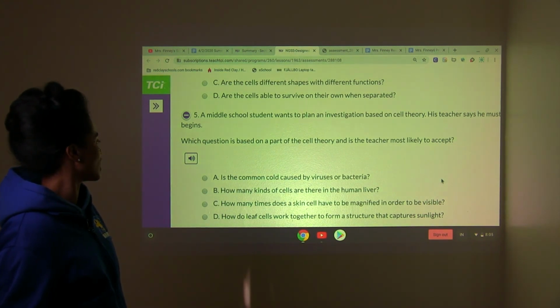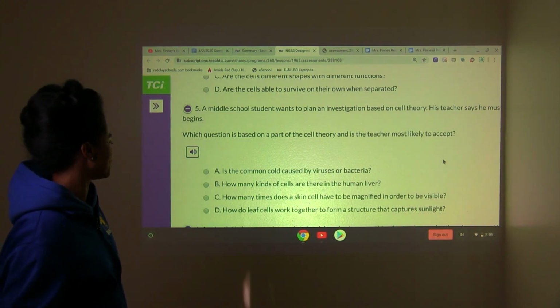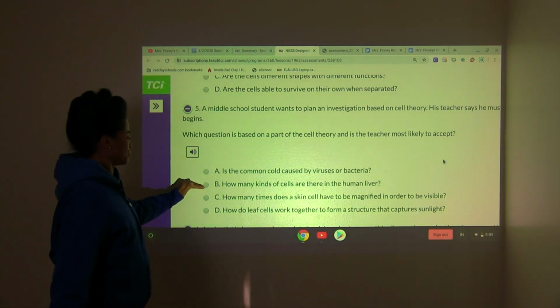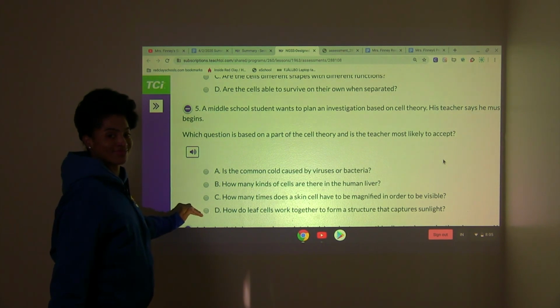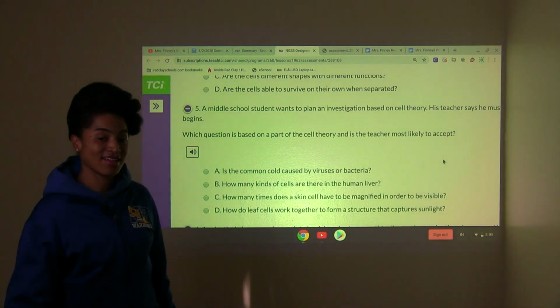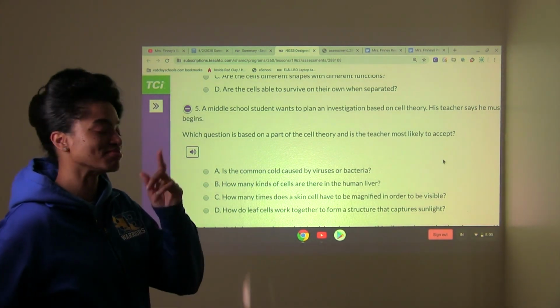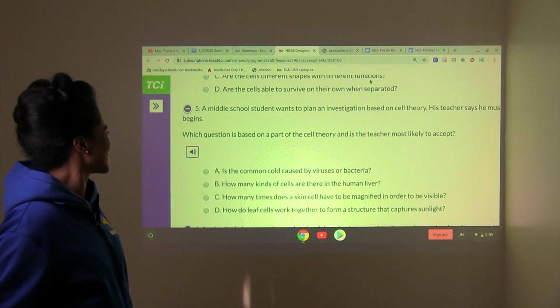We're looking for the question that is based on part of the cell theory and the teacher is most likely to accept. Which one? What do you think? You have a choice. You made a selection. All right, let's check and see.